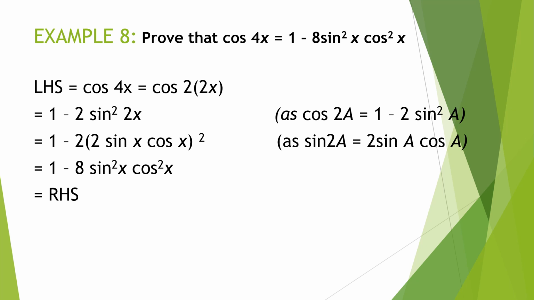Again you have sine 2x. Sine 2A is equal to 2 sine A cos A. So sine 2x can be written as 2 sine x cos x. So the left hand side will become 1 minus 2 into 2 sine x cos x whole square. So that is 1 minus 8 sine square x cos square x, which is the right hand side.